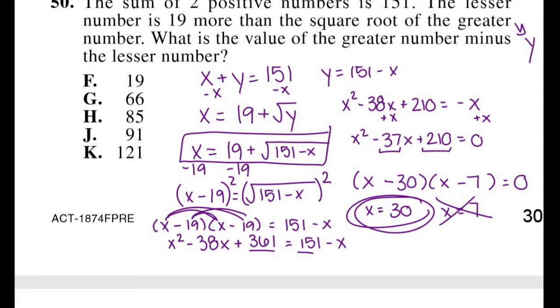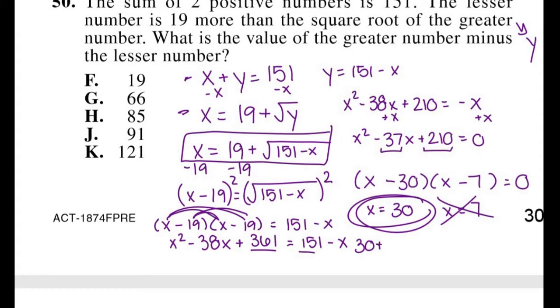We can now find the value for y by plugging it into either of these two equations. The top one is probably easier, so we can plug in 30 plus y is equal to 151. Subtracting 30 from both sides, we find that y is equal to 121.